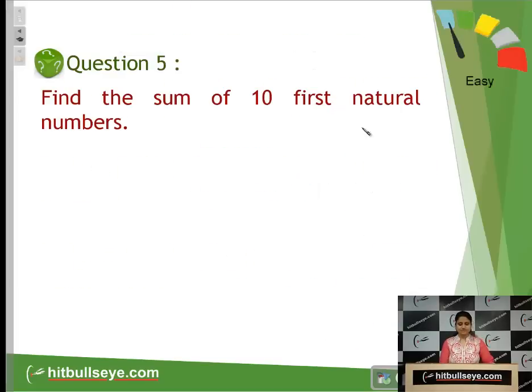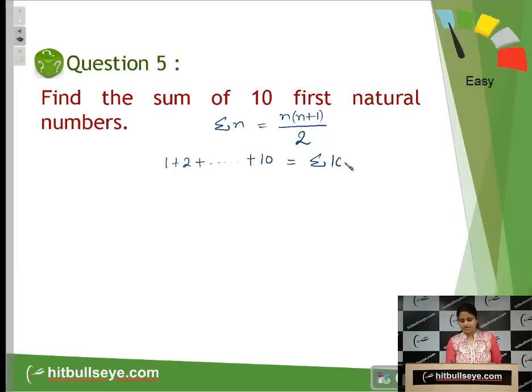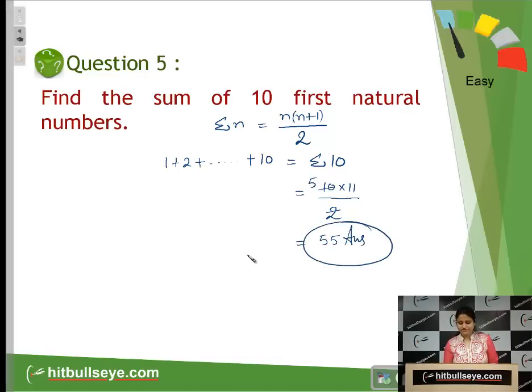Now question based on these summation formulas. Find the sum of first 10 natural numbers. Now you know the definition of natural numbers. We'll start from 1. We'll go up to 10. What is sigma n formula? That is n into n plus 1 divided by 2. Nothing but sigma 10 is asked. So we can take n as 10. We can put the value in the formula. I think you are comfortable in these minor calculations. So what is the answer in this case? It will be 55. That is the answer.